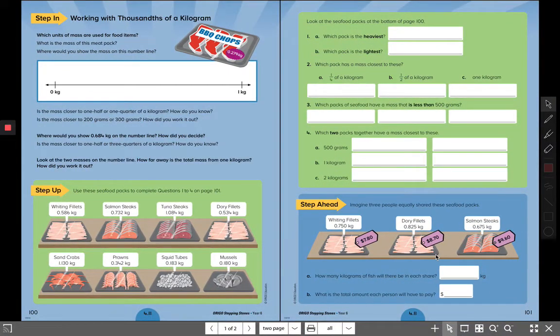Today's lesson is working with thousandths of a kilogram. When we are talking about thousandths of a kilogram, we are talking about grams, because remember 1 kilogram is equal to 1000 grams. So the whole lesson will be converting probably between kilograms and grams, and also remembering the place value of fractions, how the place value operates.